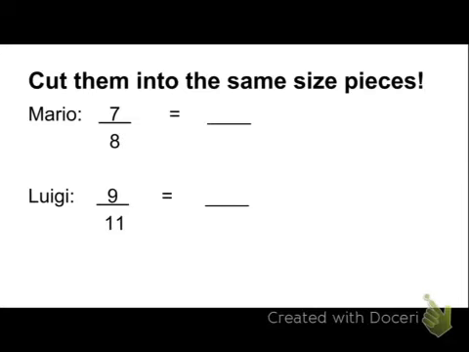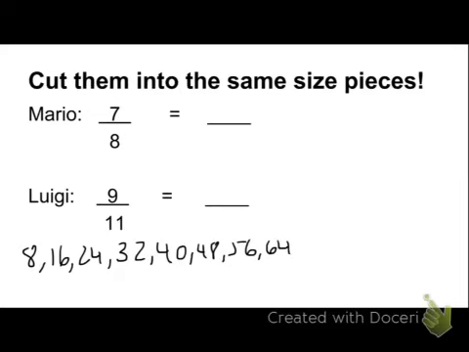So if we think back to that learning target, we said that the first thing you do is look at the denominators. The denominators tell us what size their pieces were, or how many pieces each pizza was cut into. Mario's into 11 and Luigi's into 8. So what we're going to do is list off 8s and list off 11s. So 8s go 8, 16, 24, 32, 40, 48, 56, 64. And 11s go 11, 22, 33, and so on.